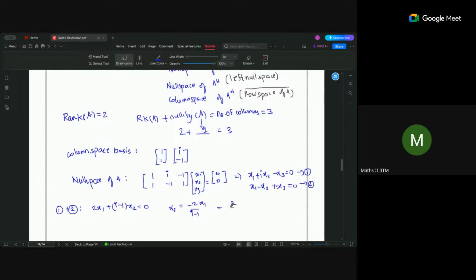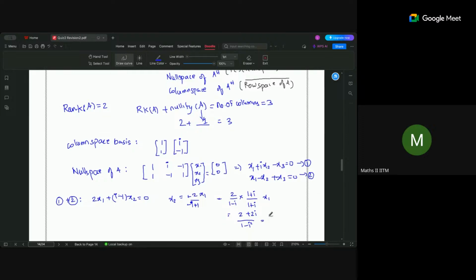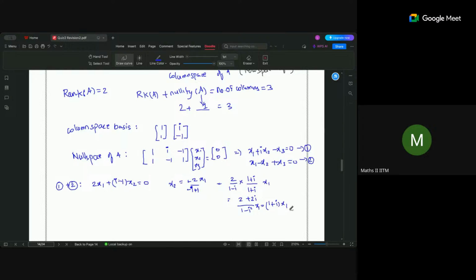So you have minus 2 in the top. So when it comes here, it becomes like this. 2 by 1 minus i multiplied with 1 plus i by 1 plus i x1. So it is 2 plus 2i, and in the denominator you have 1 square minus i square. So minus i square is 1, so you have 2. So 1 plus i x1. So x2 is equal to 1 plus i times x1.